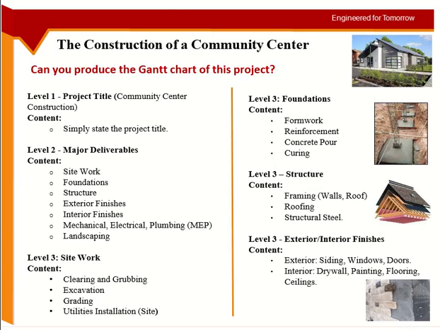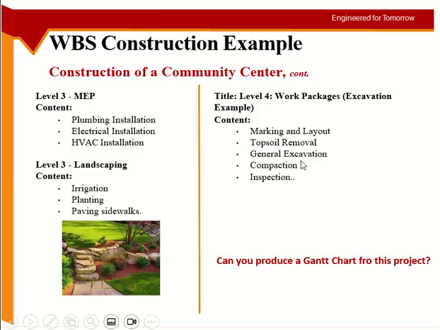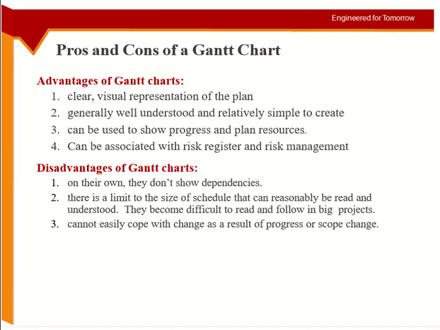Now if we have to produce the Gantt chart for this whole project, which is the community center project, it has, as you can see, many levels. How many levels? 4 levels. It goes up to 4 levels, but not all level 3 activities go to the 4th level. Only the excavation activity goes to the 4th level. So if you have the durations and can assign dependencies, you can produce a Gantt chart for this one as well.